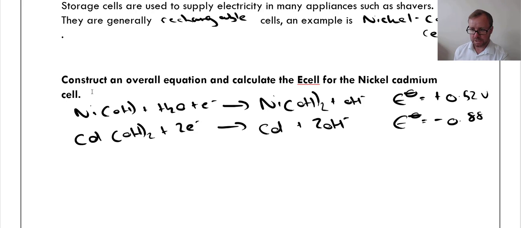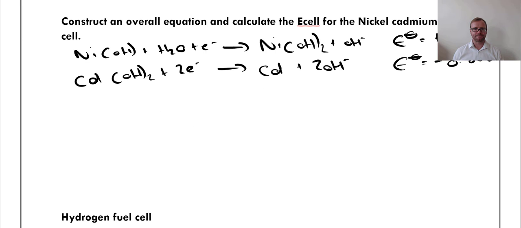Okay, so these are my two equations and I've given you the standard potential E values. So have a go at completing this overall equation and calculating the E cell value. The first thing we need to do is work out which is going to be reduced and which is going to be oxidized. The most positive will be reduced and the least positive or most negative will be oxidized.